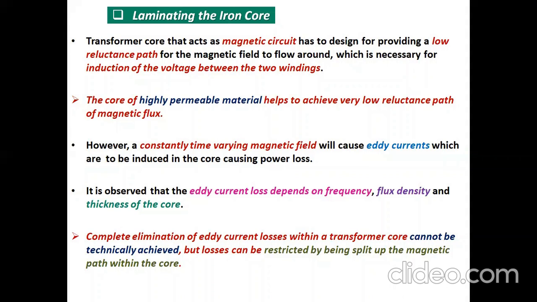It is observed that the eddy current loss depends on frequency, flux density, and thickness of the core. Complete elimination of eddy current losses within a transformer core cannot be technically achieved, but losses can be restricted by splitting up the magnetic path within the core. It is very important.